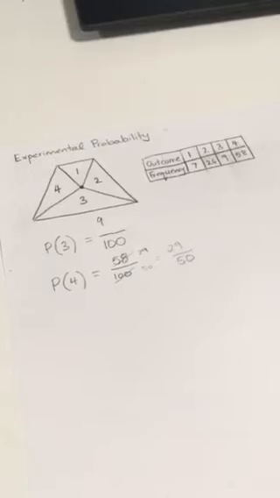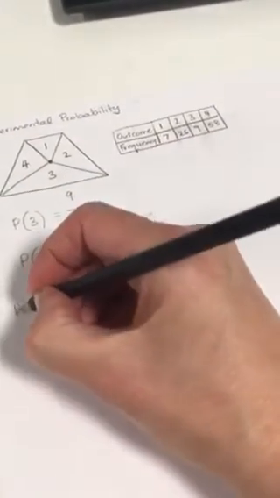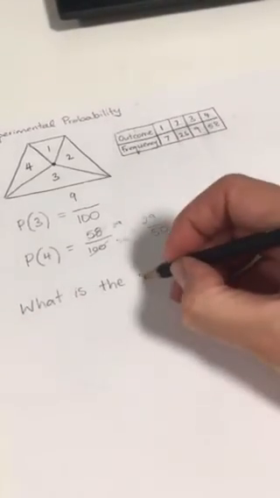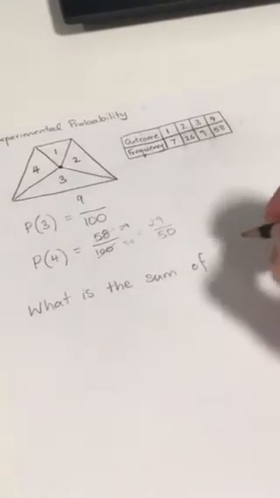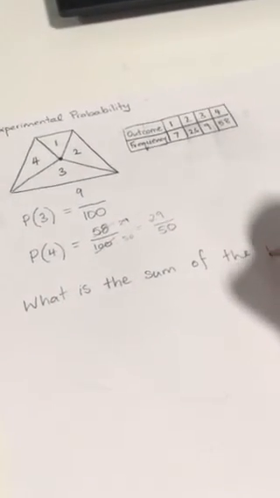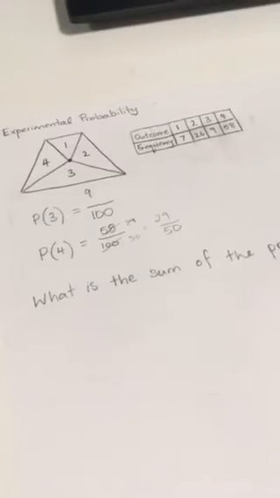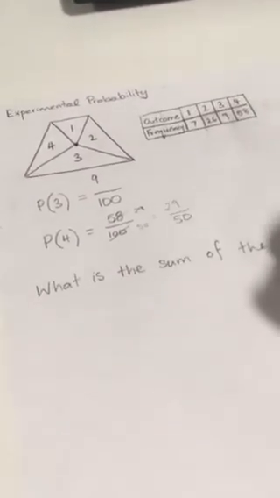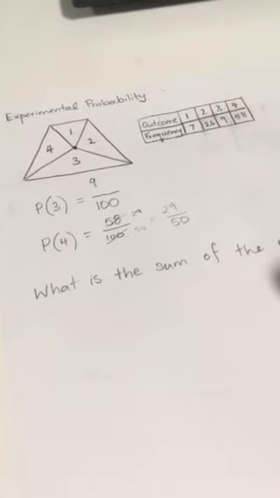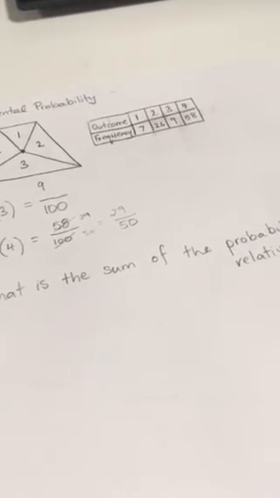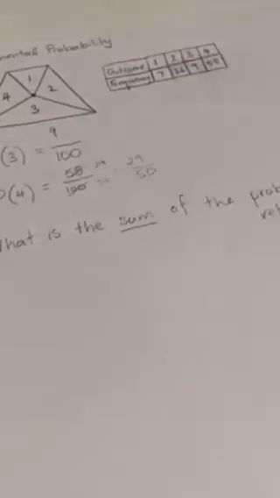Now quite often when we're looking at experimental probability, we're asked the question, what is the sum of the probabilities, or sometimes that's phrased as what is the sum of the relative frequencies. Now remember that the words probability and relative frequency are really interchangeable. They mean the same thing. So this is the key word. The key word is sum.